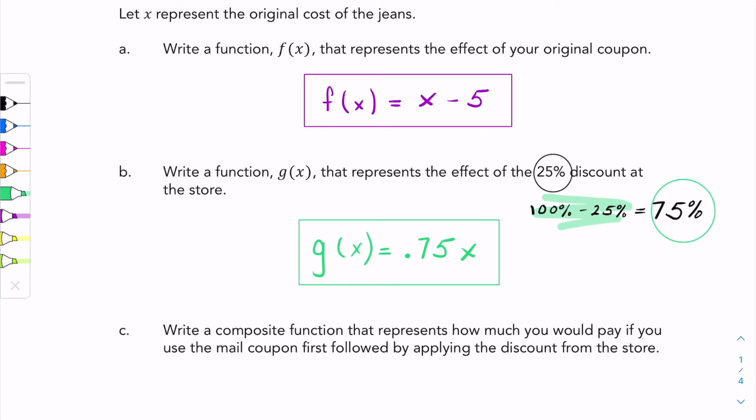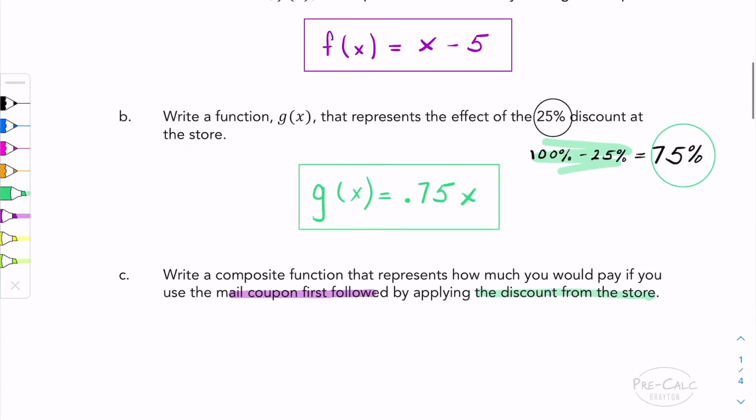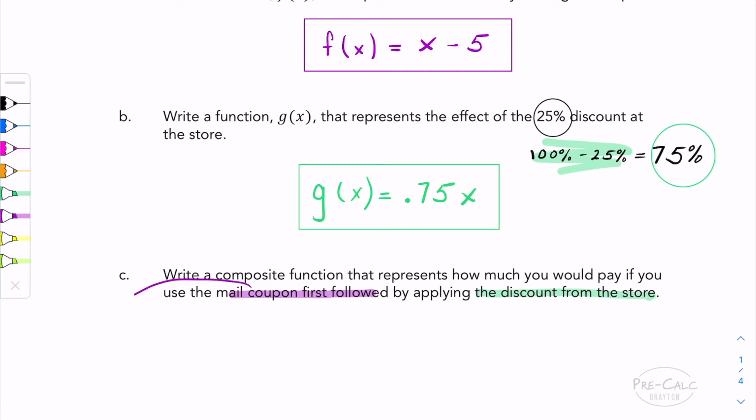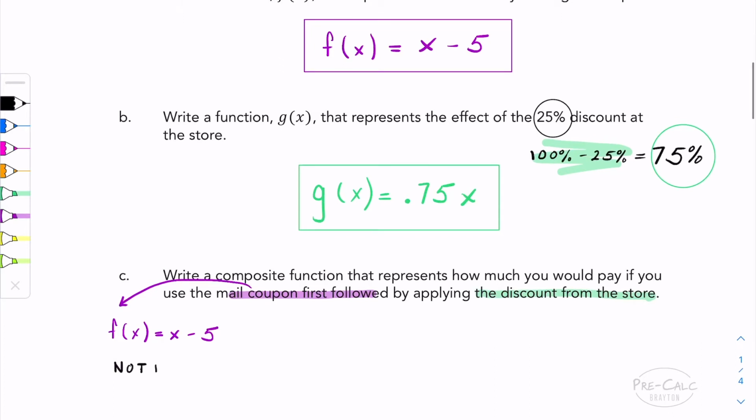All right, part C says to write a composite function that represents how much you would pay if you use the mail coupon first, followed by the discount from the store. For the mail coupon, we wrote this function as f of x, and our f of x function was x minus 5. Just a quick note on the side: if we're applying our mail coupon first, that means that is going to be the inside function.